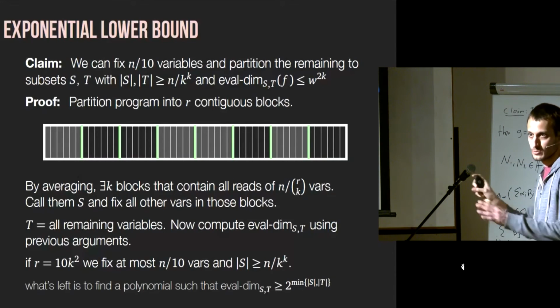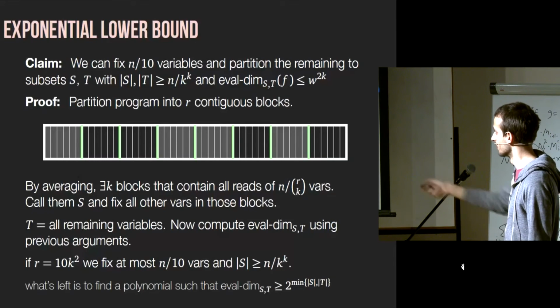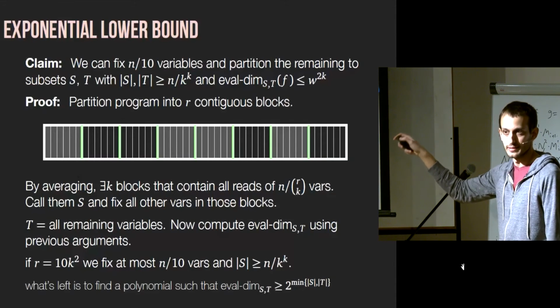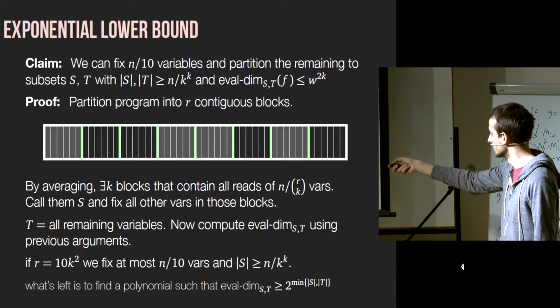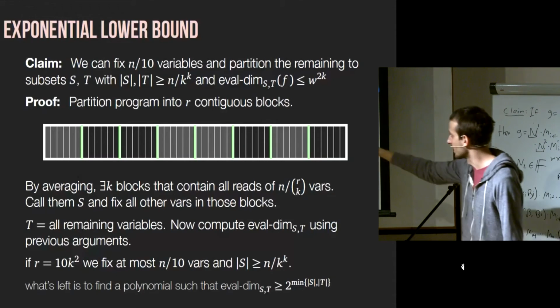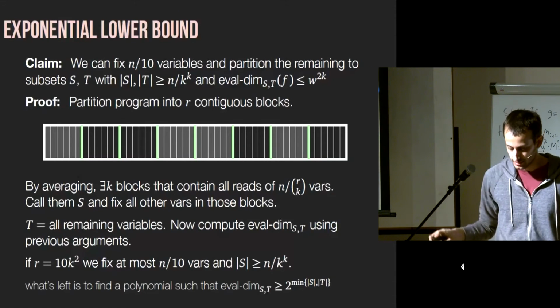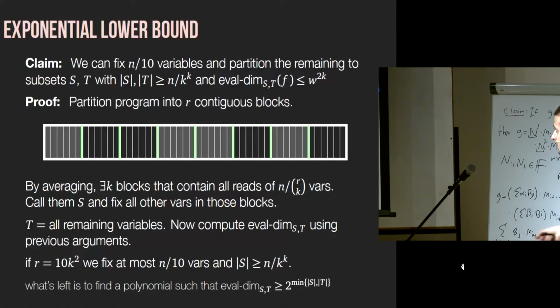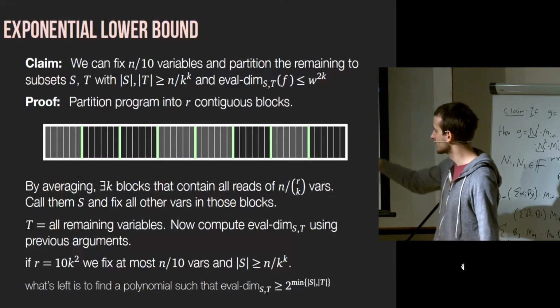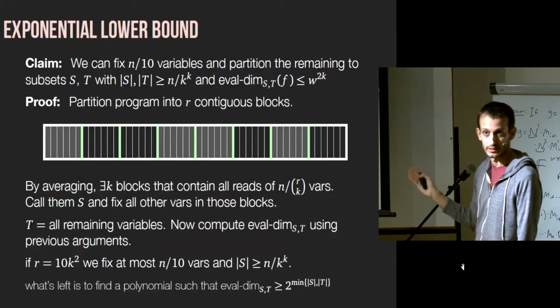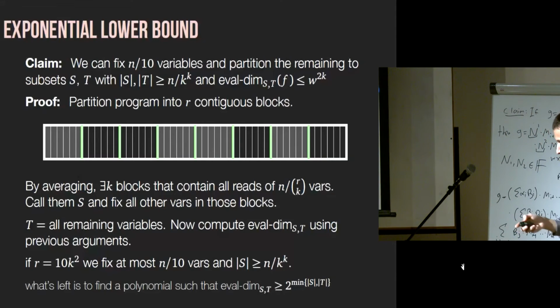So all that is left is to find some explicit polynomial such that whenever you partition S and T, the evaluation dimension will be large. So it will be something like 2 to the minimum of S and T. If it's a multilinear polynomial, the number of rows of this matrix is 2 to the S, and the number of columns is 2 to the T. So this is the highest it can be. And we want to find something that remains pretty high rank even after you fix n over 10 variables. This is not hard.